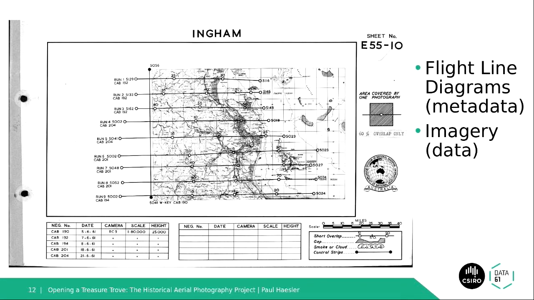We've got lots and lots of these. They're quite beautiful. We call them flight line diagrams. Other jurisdictions have slightly different names for them, but they're basically the metadata for the imagery. So as you can see, there's a map. There's a series of lines, which is the path that the plane nominally took. Those lines are labelled with run numbers, and also the number underneath is a film number, so that's the number of the actual film that was being shot.